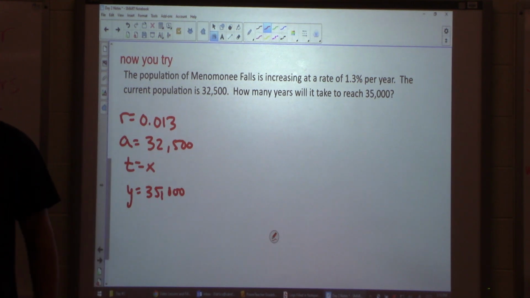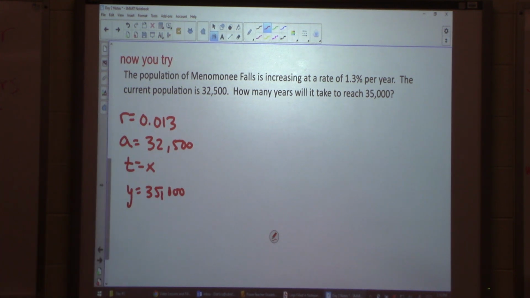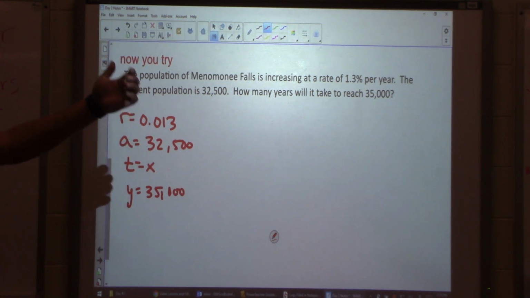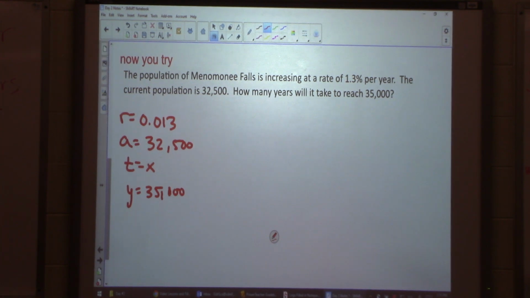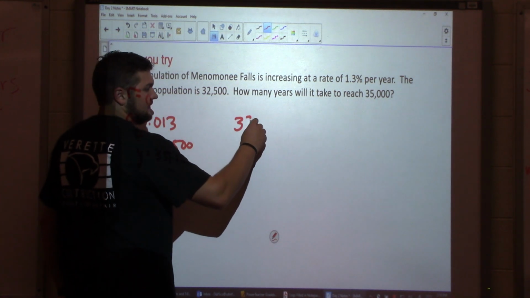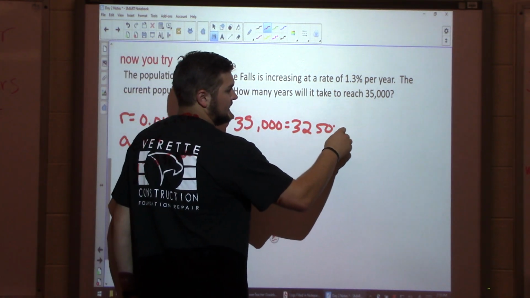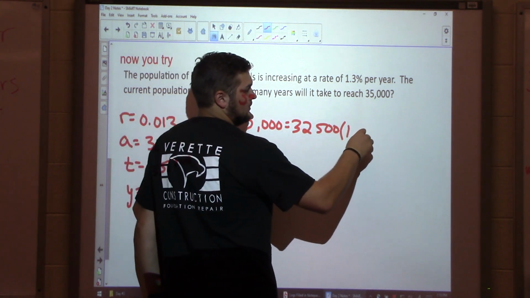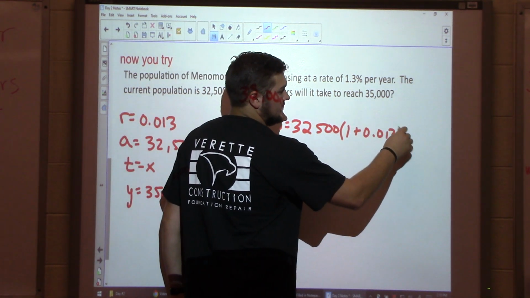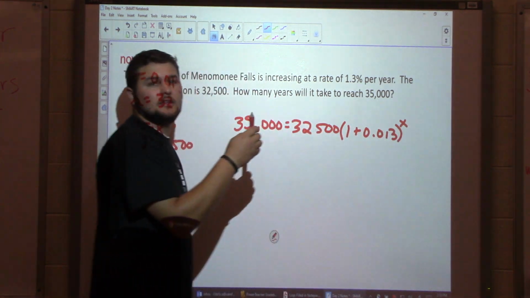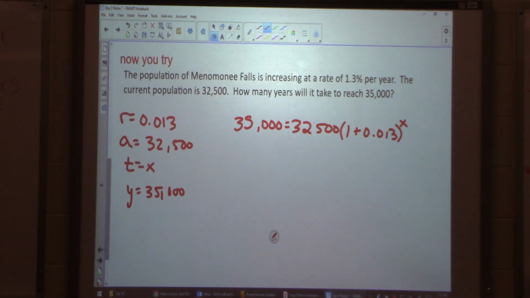What type of formula am I using here? The log. You can't put it in the log right away. Exponential form. Exponential growth. Thank you. We're not using decay, we're not using compound interest. So 35,000 equals 32,500 times 1 plus the rate. Guys, quit talking. Thank you.